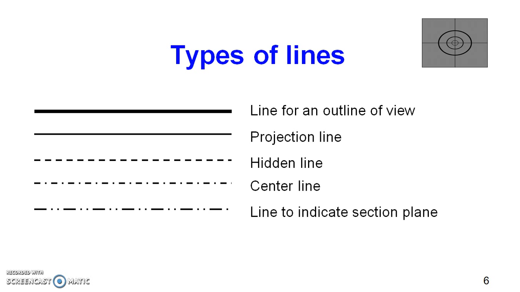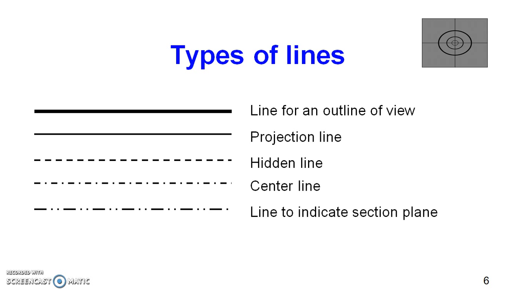Okay, so these are the types of lines. These are the main types of lines which are used in engineering graphics for obtaining different projections in the various units. These types of lines are the line for an outline of view, projection line, hidden line, center line, and line to indicate section line. Let us see the use of these lines.